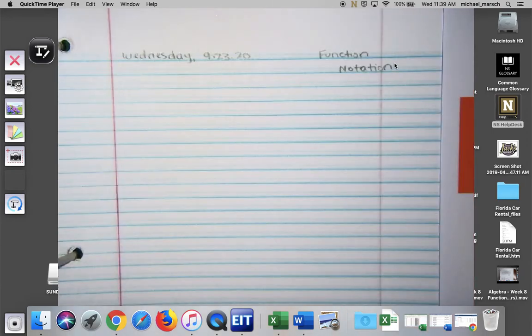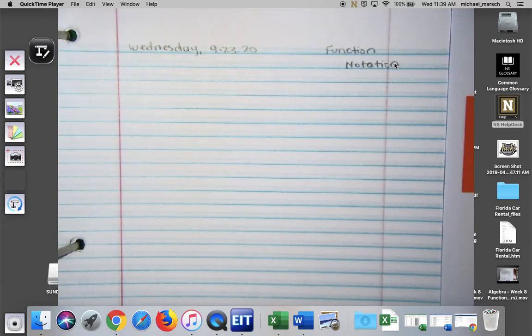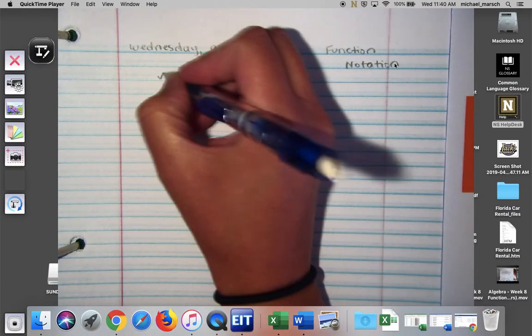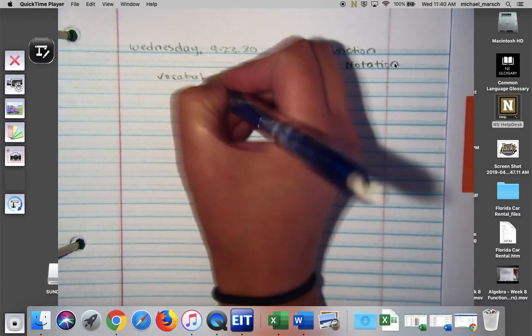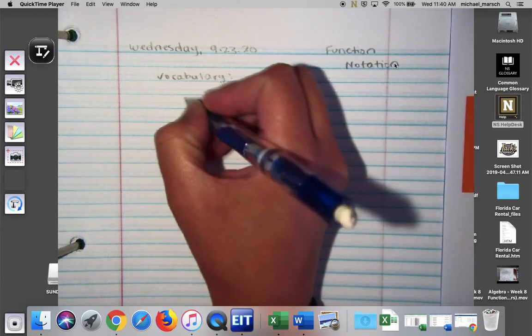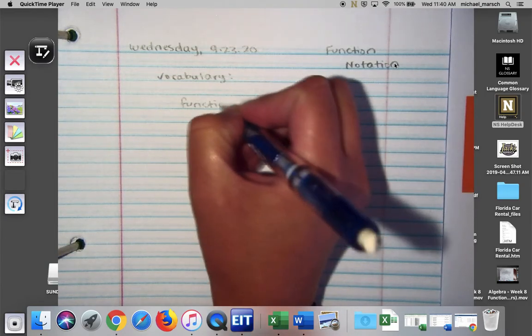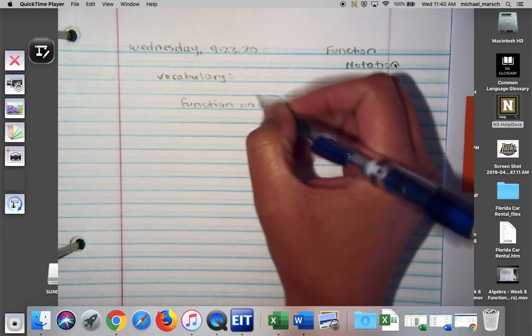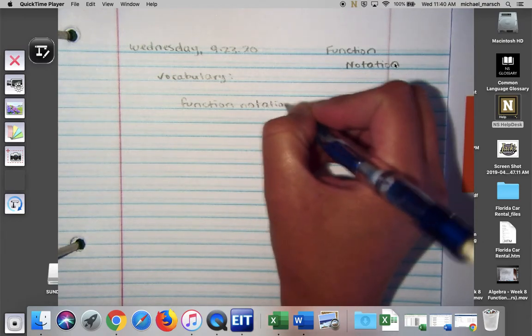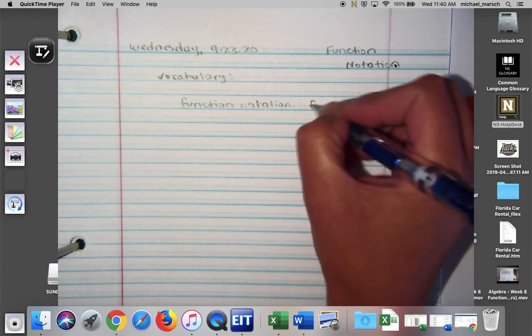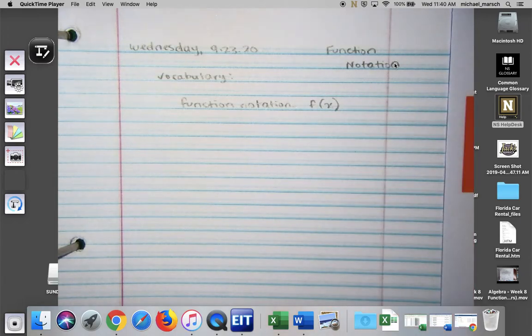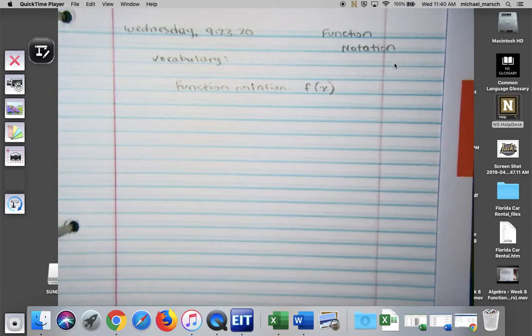Function notation. It's pretty exciting stuff. I don't know why somebody decided that we needed a new way to show what y was, but they did. So we just follow the rules, right? We don't make them, we just follow them. So we do have some vocabulary. Function notation. And that is literally this F parentheses X parentheses.